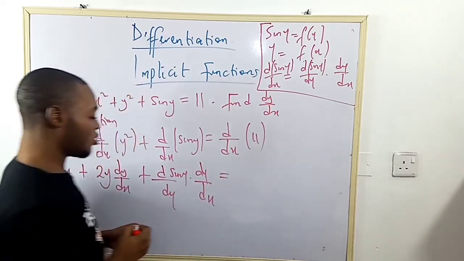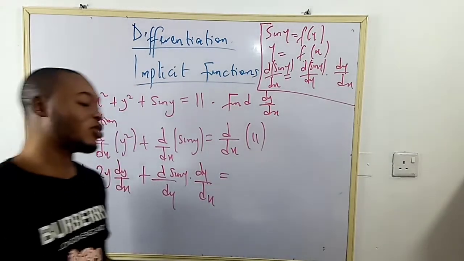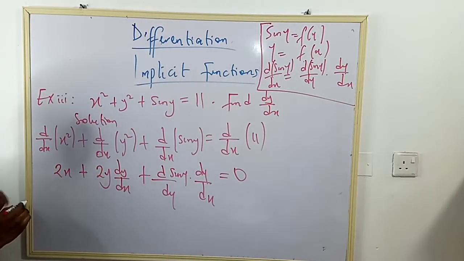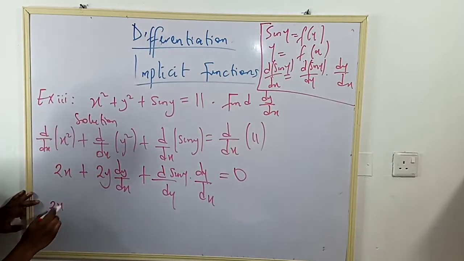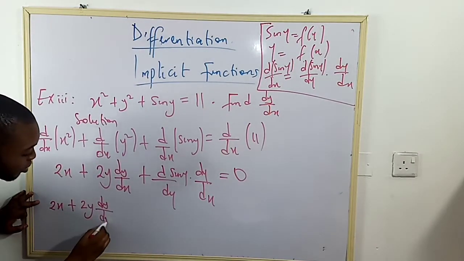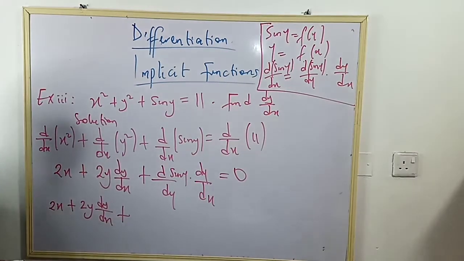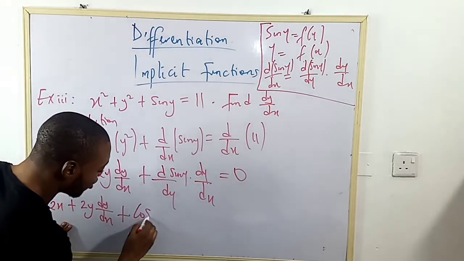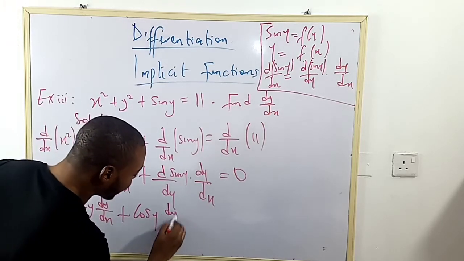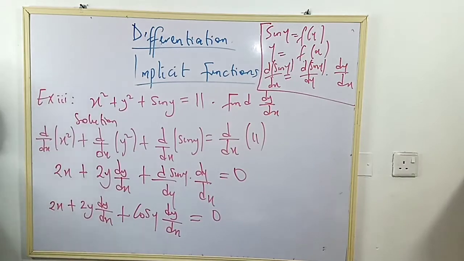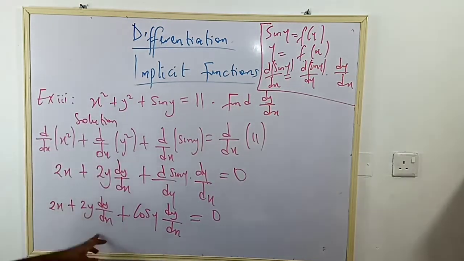It equals, so differentiate 11 with respect to x. The derivative of any constant is 0. So from what we have here, you have 2x plus 2y dy/dx plus the derivative of sine y with respect to y, that will be cos y dy/dx. So you have this equal to 0. So from here now, we'll make dy/dx the subject of the formula.